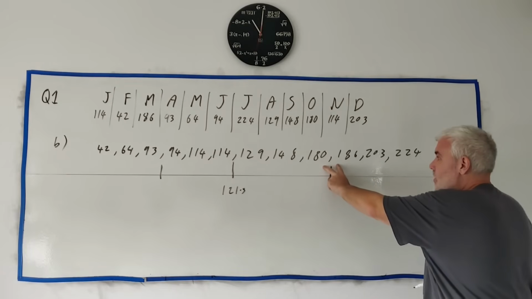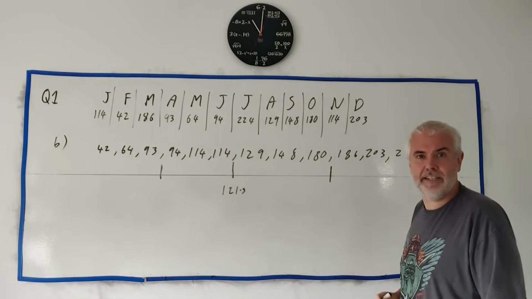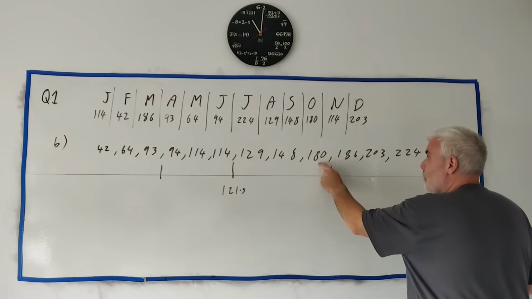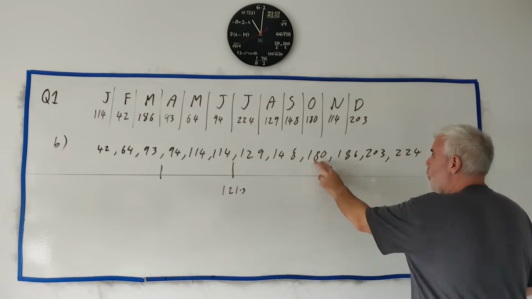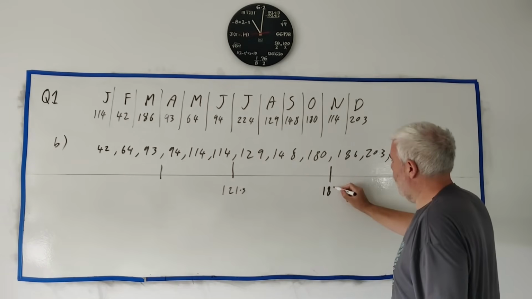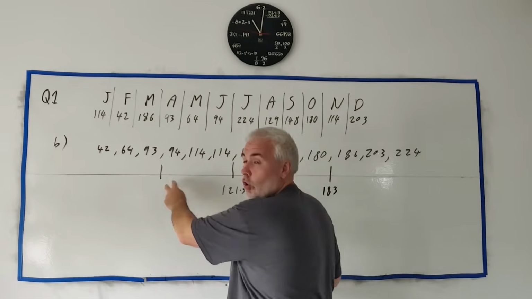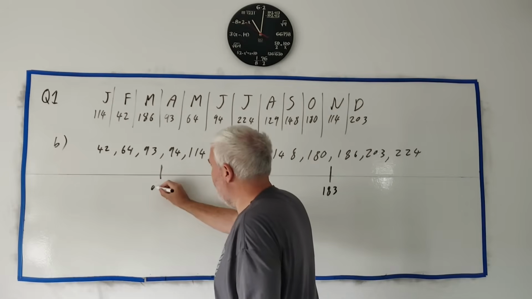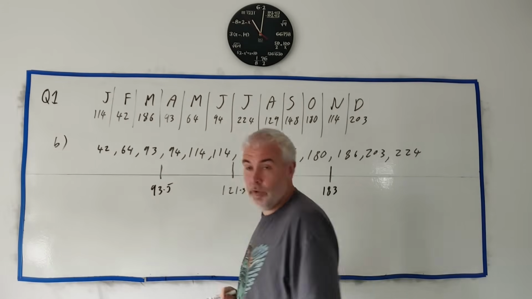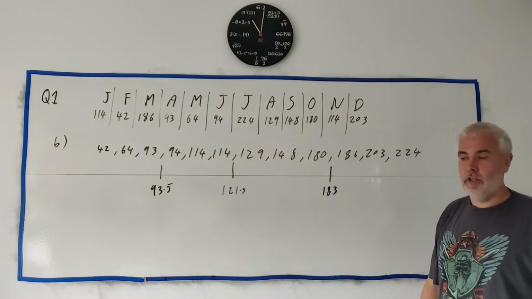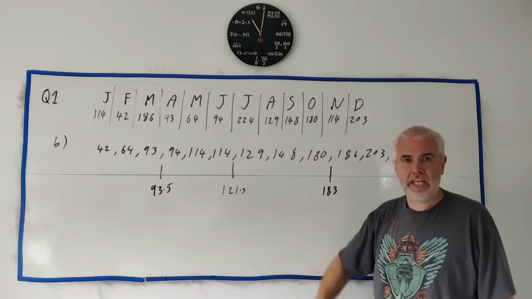Sometimes they hit the number perfectly. This one, they've told us, is 183, because that's halfway between these 2 numbers. That's the mean of these 2 numbers: 180 plus 186 divided by 2, we get 183. The lower quartile is halfway between 93 and 94. We can do that in our head. It's 93.5. That's the lower quartile and the upper quartile, and they didn't ask for it, but there's the median.